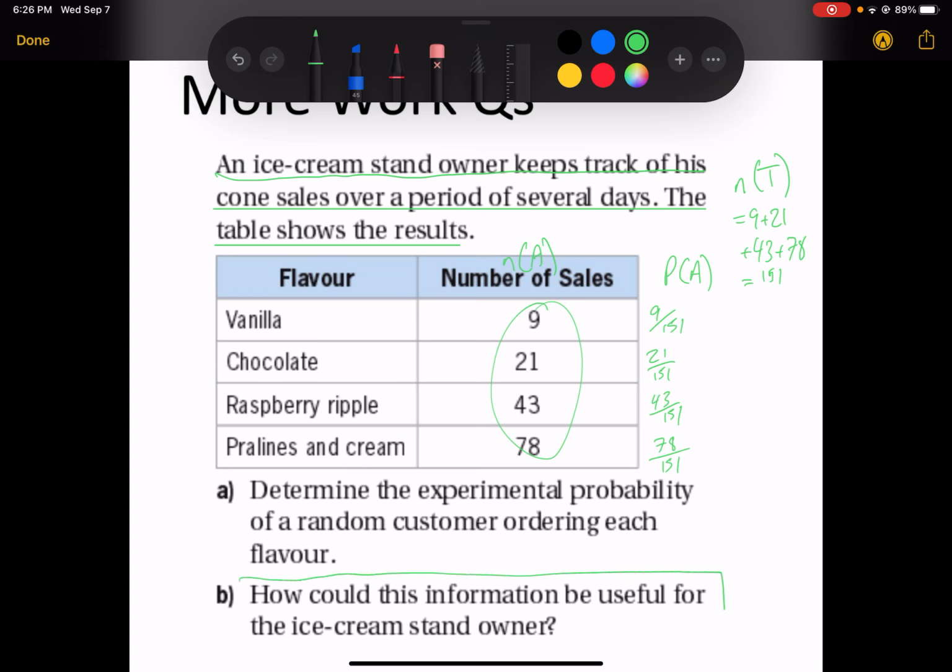How could this information be useful for the ice cream owner? Well, that just means I have to order more pralines and cream than raspberry ripple, and then more raspberry ripple than chocolate or vanilla. It will basically help the ice cream stand owner know how much they need to order and which ones they'll run out of first. Next question.